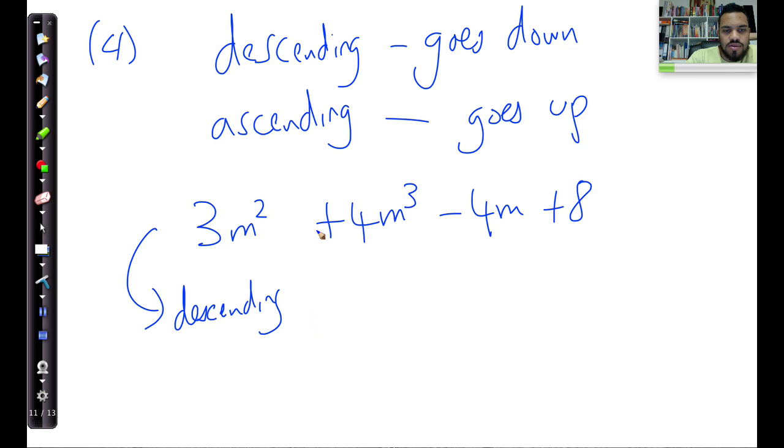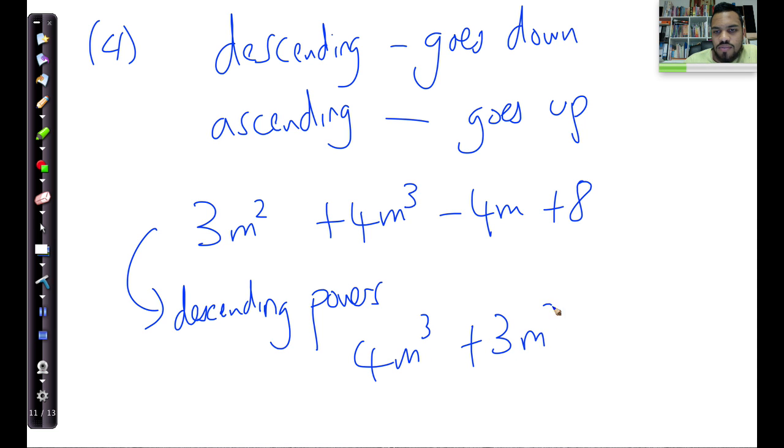Okay, I'm just going to erase that. Let's put it in descending powers. Descending powers will start with 4m cubed plus 3m squared minus 4m plus 8. And you can think of this here as having a variable to the power of 0. So for example, that's 4m to the power of 1, and this will be m to the power of 0, because anything to the power of 0 is equal to 1. So that's 8 multiplied by 1, which just stays 8. Okay, right.